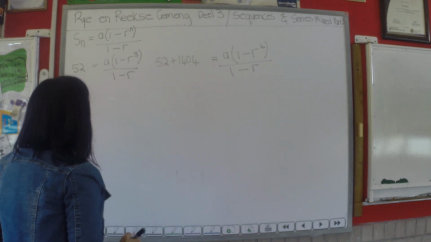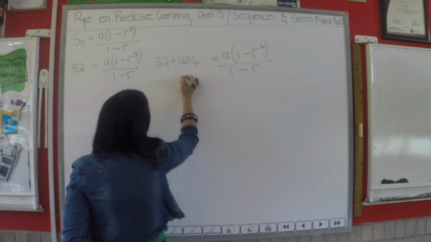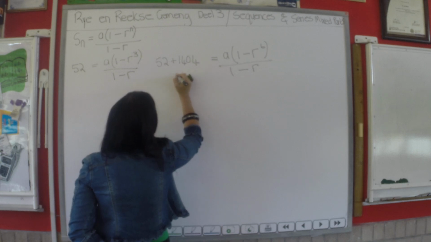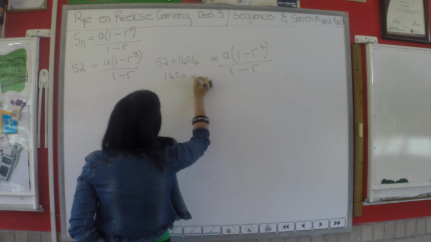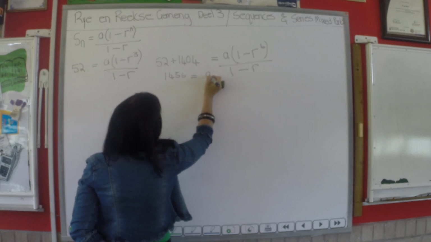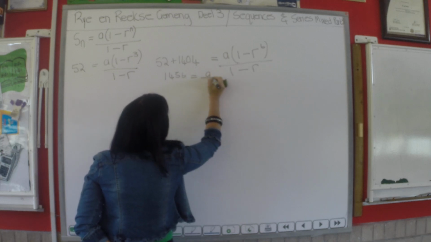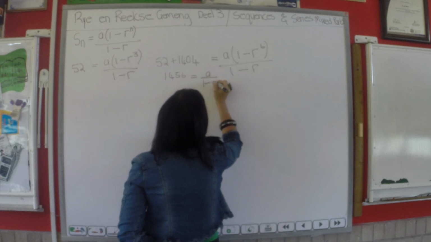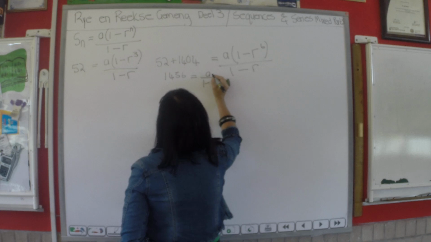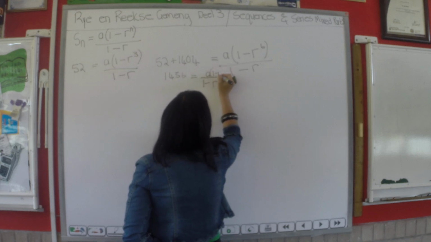So now we can add this up. That gives us 1456, and that equals A on 1 minus R, and 1 minus R to the power of 6.